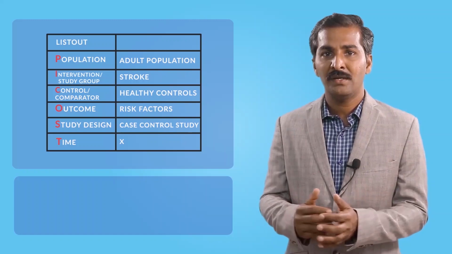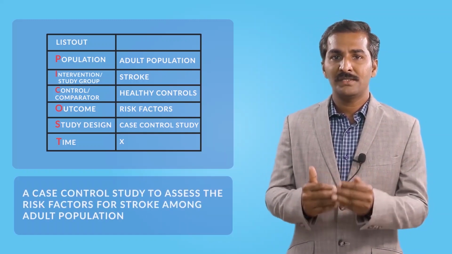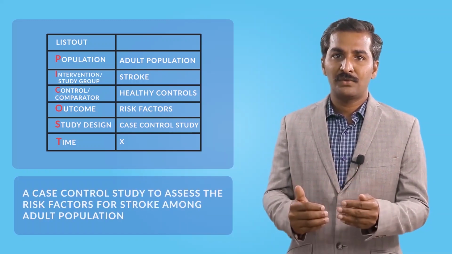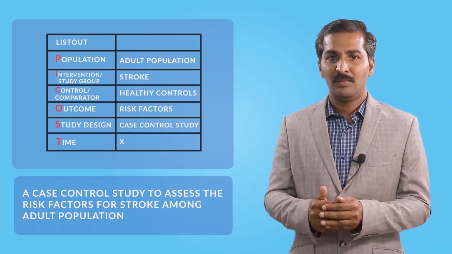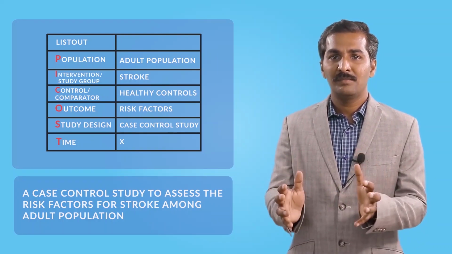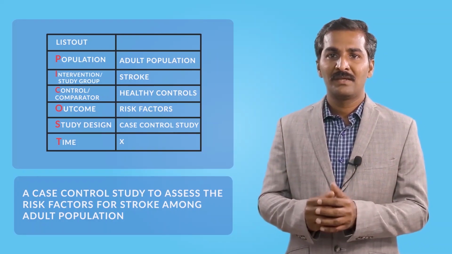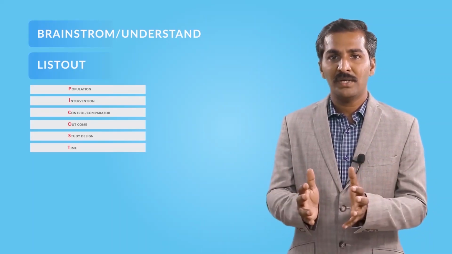So to stitch together, a case control study to assess the risk factors for stroke among adult population. This would be a simple and scientific title. So very simple. First, understand what you are trying to do in your study. List out PICOST and then stitch them together in a sentence formation.